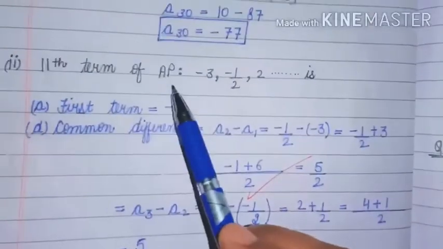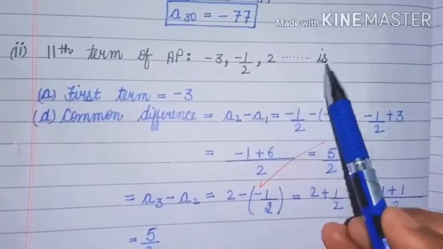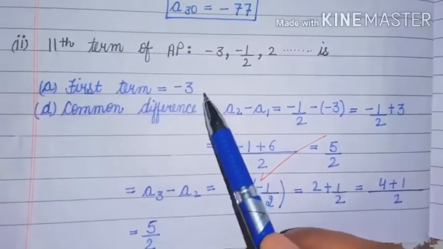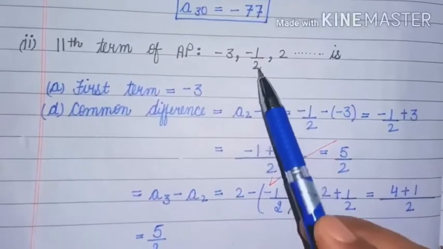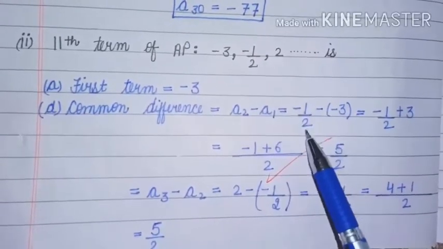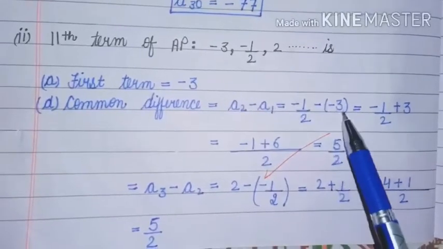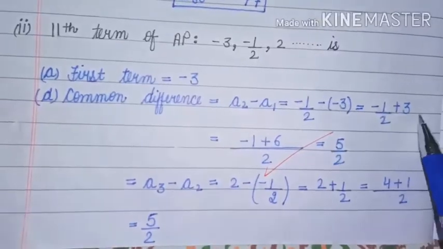Yes, the second AP is minus 3, minus 1 by 2, 2, and so on. In that part we have to find the 11th term. So the first term is minus 3 and the common difference is A2 minus A1. What is A2 beta here? Minus 1 by 2, and minus A1. A1 is minus 3. Now minus minus becomes plus, it becomes minus 1 by 2 plus 3.